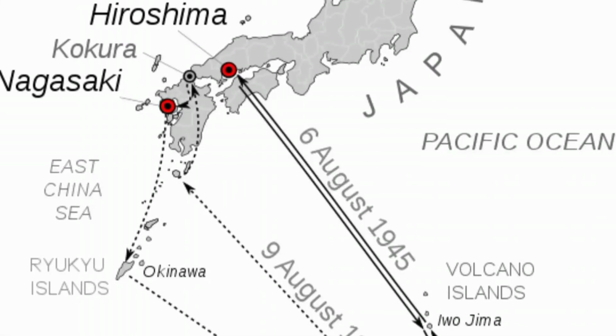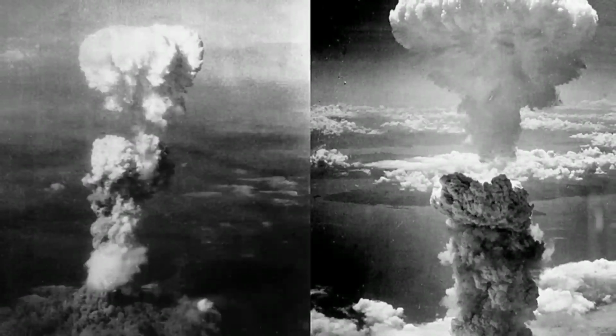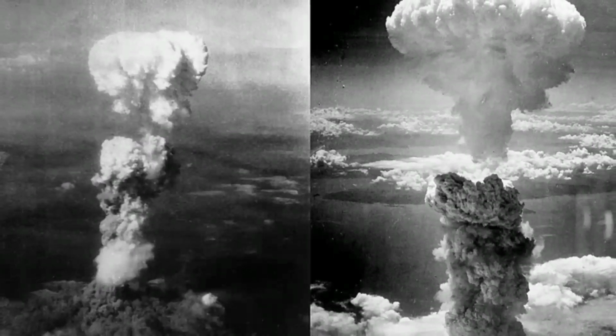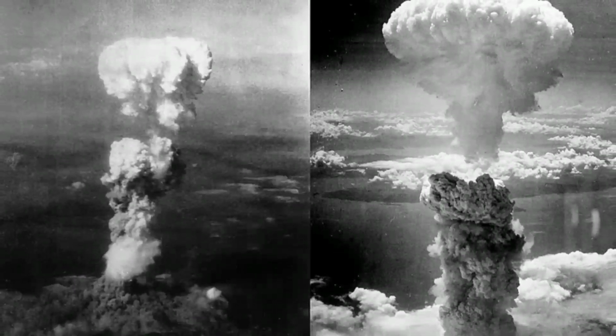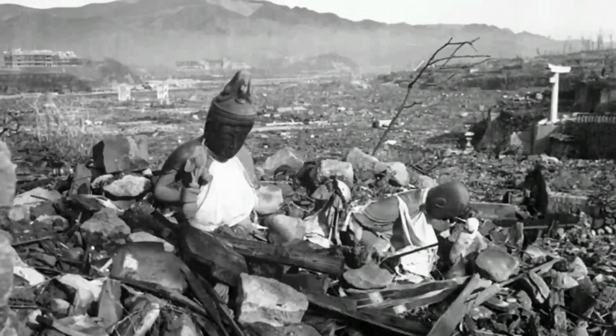Hiroshima and Nagasaki, two cities in Japan, bore witness to the devastating power of atomic bombs. On August 6, 1945, the United States dropped an atomic bomb on Hiroshima, instantly killing tens of thousands. 3 days later, Nagasaki faced a similar fate.